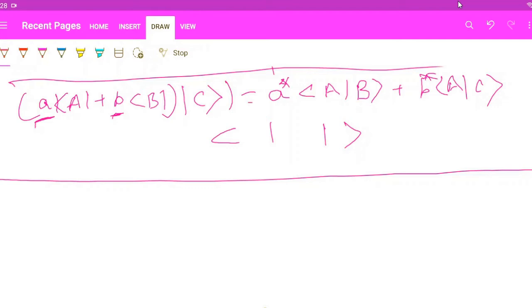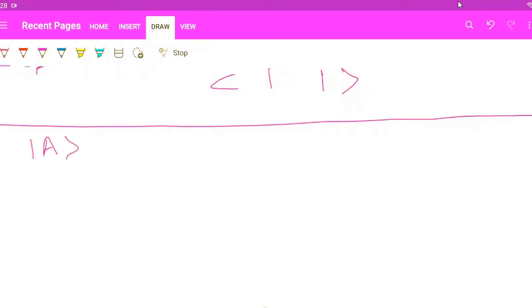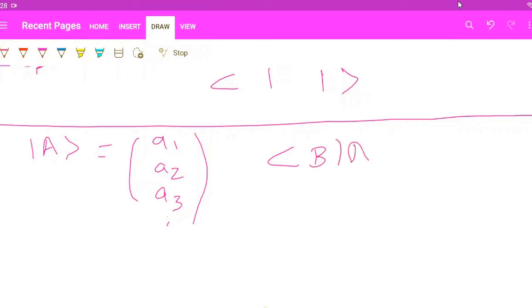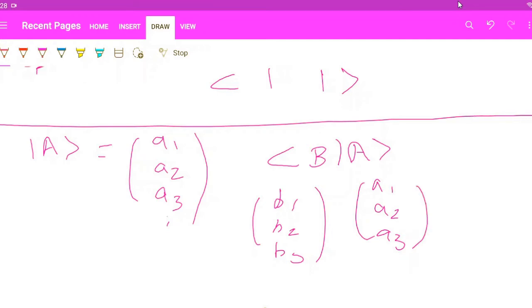But what are these bras and kets? We are going to represent a vector in a vector space as a column matrix. Let's say A1, A2, A3, and so on. We just discussed this particular thing. Now, if I take an inner product of B with respect to A, and this bra B is also a column vector, what am I going to get? I'm going to get something like this: B1, B2, B3 multiplied by A1, A2, A3. Right? So this is, let's say, a 3x1 matrix. This is also a 3x1 matrix. Does the dot product exist between these two matrices? No, it does not exist. So we have a problem now.